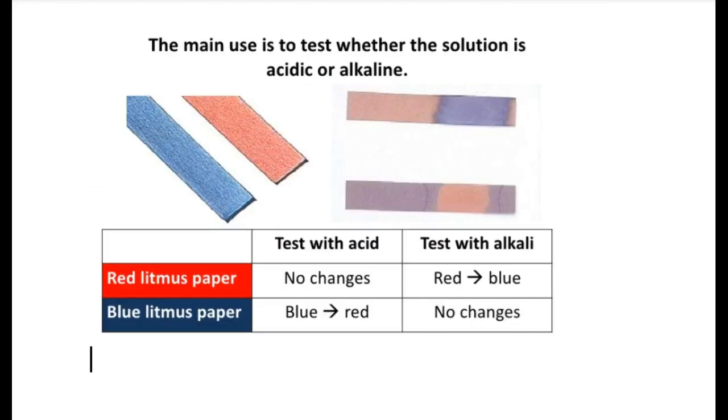So here's a nice summary for you to see, to explain a little more about what I just discussed with you. Red litmus paper in acid, you won't see any change, but if you test it with a base, it will go from being red to turning blue, and the opposite is true of our blue litmus paper.